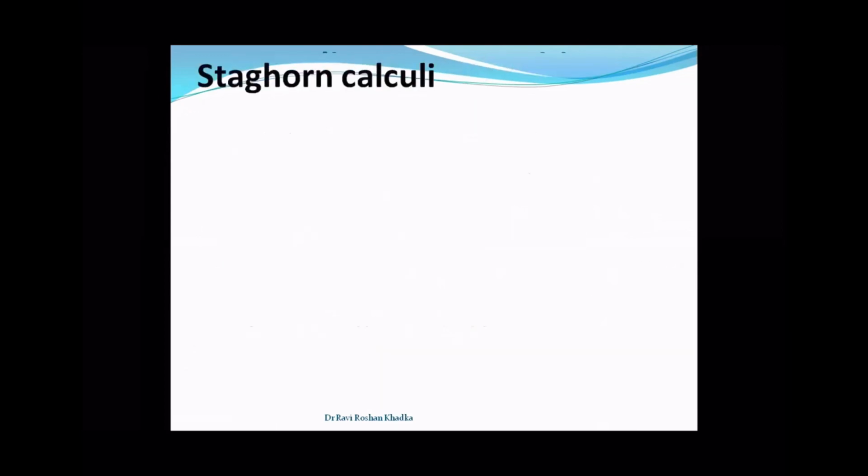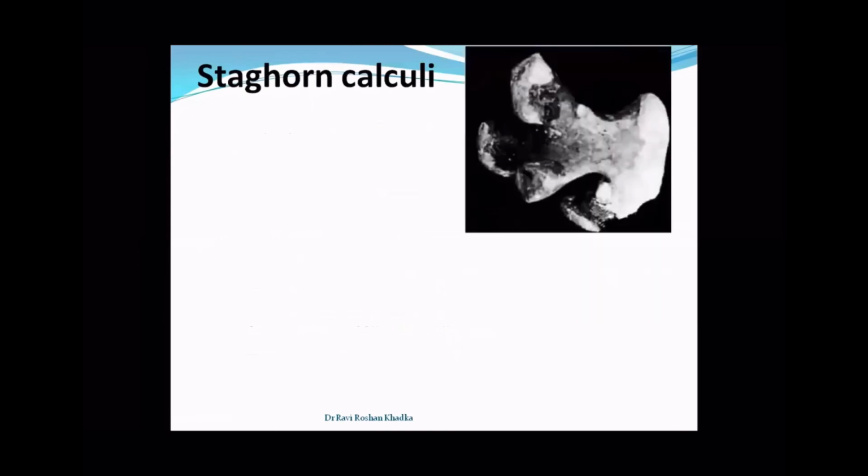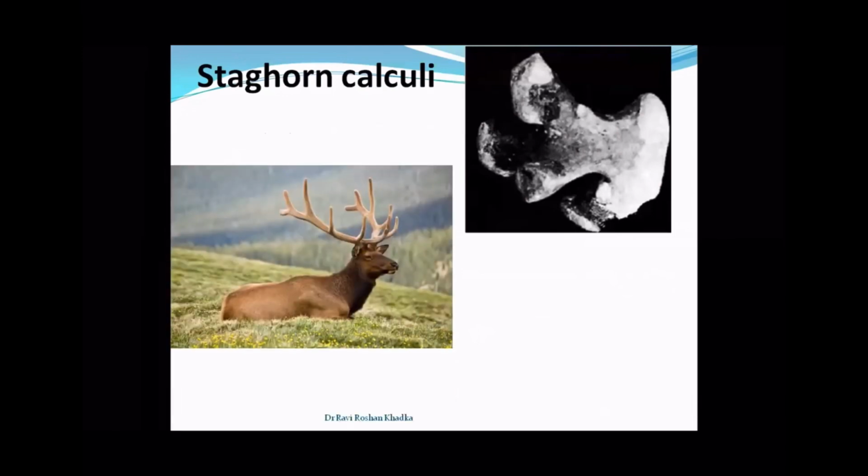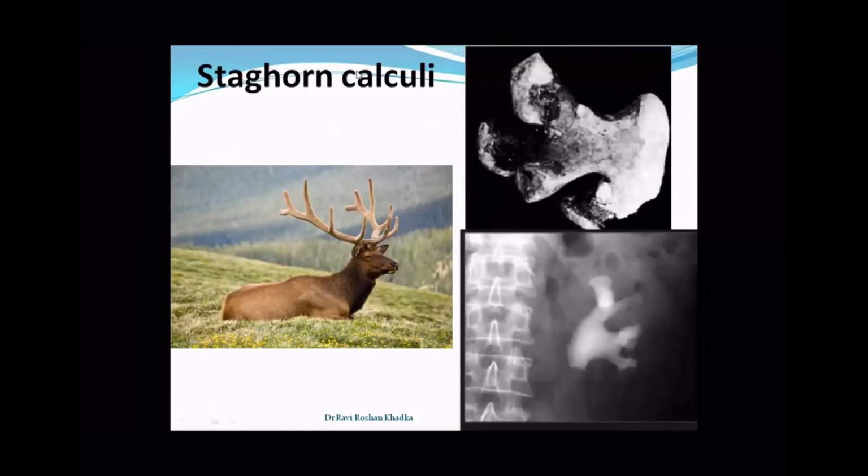Okay, staghorn stone. I've already told you what staghorn means. It is a multiple branching stone, known as staghorn stone because it looks like the horn of deer. That's why we compare that with the horn of deer, and that's why we say staghorn. Basically, this is the plain X-ray KUB. This is not an IVU. This is a plain X-ray KUB. You can see the stone is completely occupying the calyceal system as well as the pelvis, and forming the staghorn stone. And the most common chemical composition of staghorn stone is struvite stone.